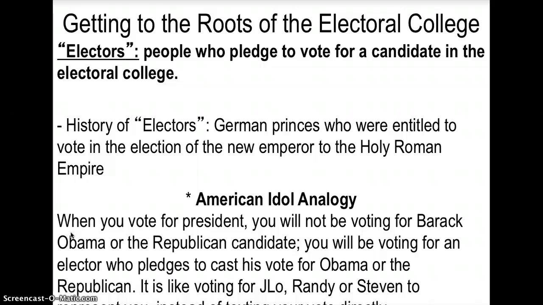So here comes the analogy. It's kind of like when you're voting for Jennifer Lopez, Randy, or Steven Tyler to then determine who they think should be the next American Idol, instead of texting, directly voting. So here we have another way that the founders tried to take away total direct democracy at the national level. They wanted to make sure that we did not have mob rule.